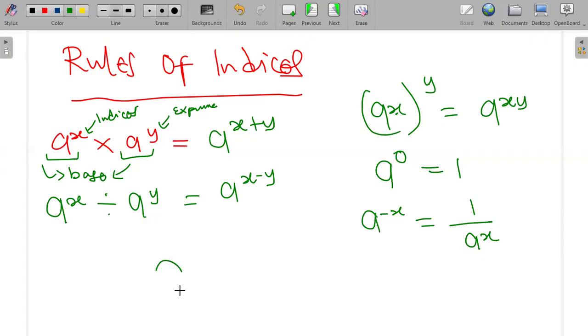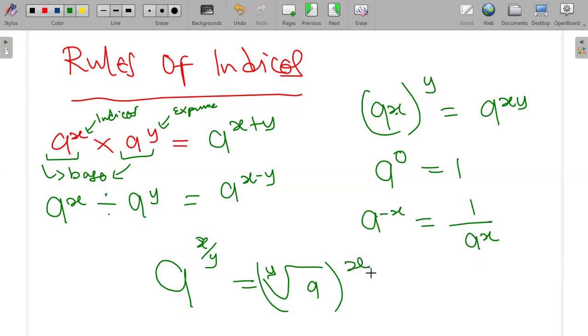For example, if I have a to the power x over y. In short, the power there is a fraction. This is the same as the y-th root of a, and then I raise it to the power x, like this.